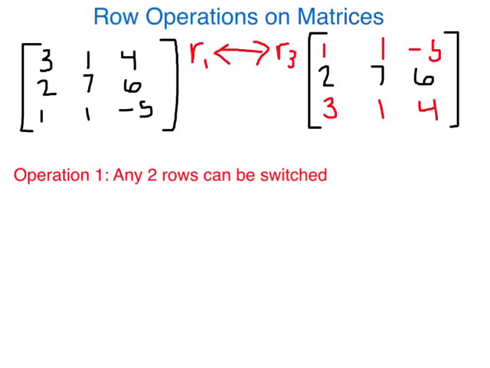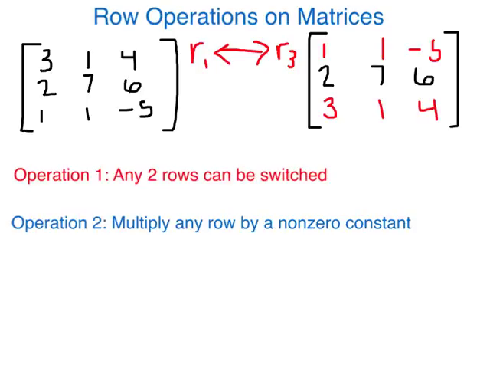That's helpful because in the top left corner, we're going to learn that we want that to be a 1. So if you have a 1 in the first spot but it's not in the top, you can switch the rows and have that be a 1. Okay, the second row operation is that you can multiply or divide any row by a constant.